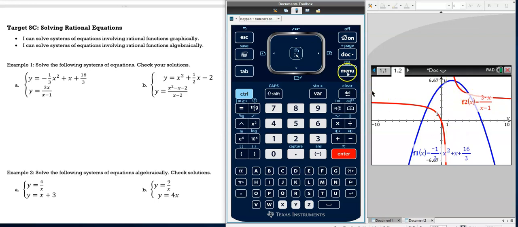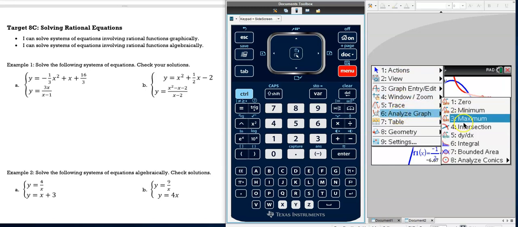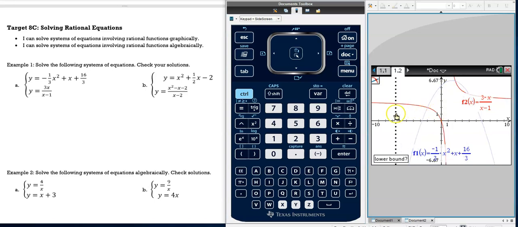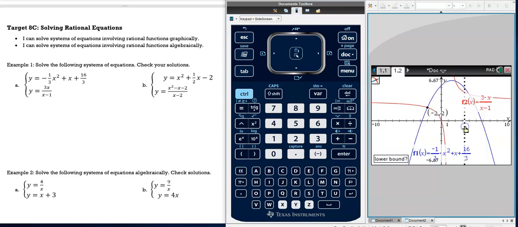Now to find those, we can click Menu, Analyze Graph, and then we want the intersection. Once you get this dotted line, we have to select a point to the left of the intersection and then a point to the right of the intersection. So one of our points of intersection, or one of the solutions, would be the point -2, 2. Then we can repeat this process, select to the left and to the right to find my second solution, which would be the point 2, 6.